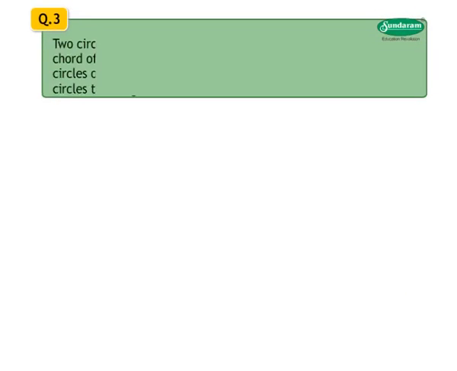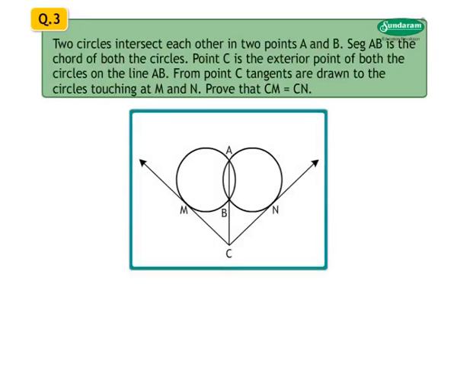Number 3. Two circles intersect each other in 2 points A and B. Segment AB is the chord of both the circles. Point C is the exterior point of both the circles on the line AB. From point C, tangents are drawn to the circle touching at M and N. Prove that CM is equal to CN.